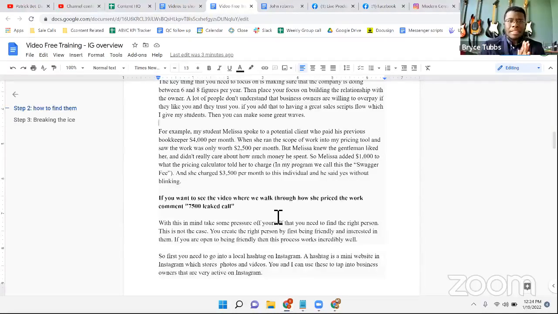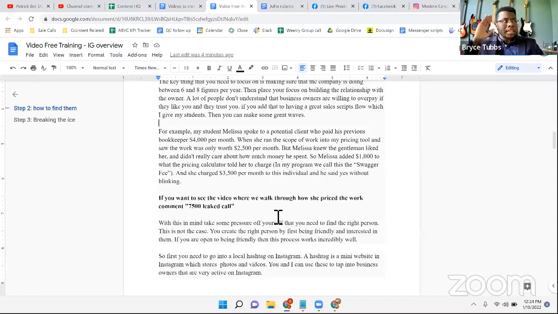And Melissa basically took the pricing calculator, said $2,500 a month. She's like, well, if he's paying her $4,000, why don't I just add an extra $1,000 to this thing? Give or take, he either takes it or he leaves it. The individual said yes without blinking. We call this the swagger fee inside of my program.